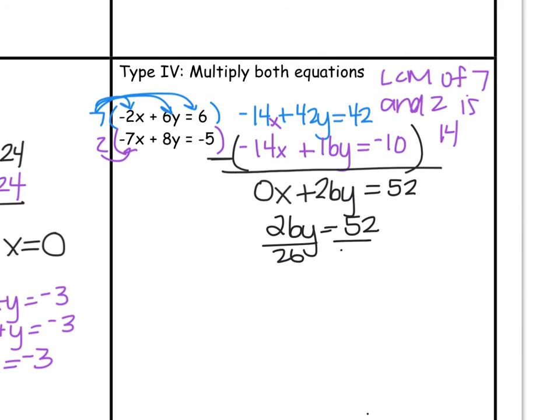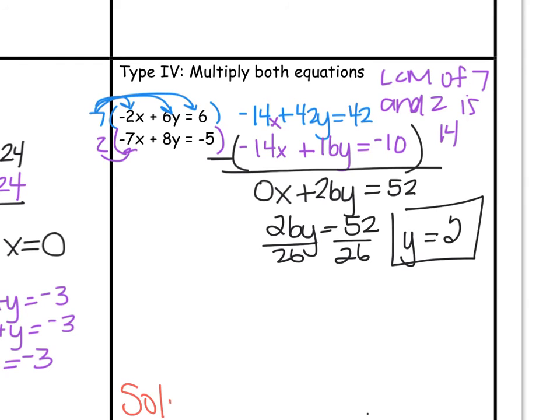Divide by 26, and we get y equals 2. So that's the first part to our solution to this system. We get a solution, whoops, not x equals 2, but y equals 2. So now we have to find x when y equals 2. So we need to pick an original equation.